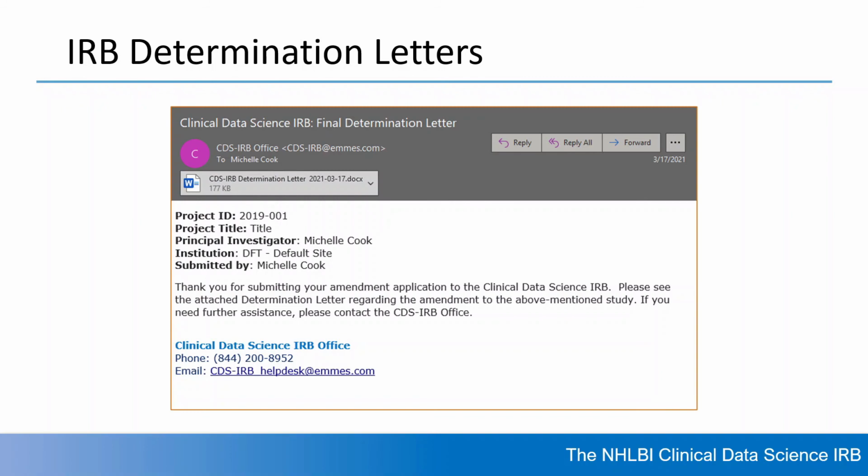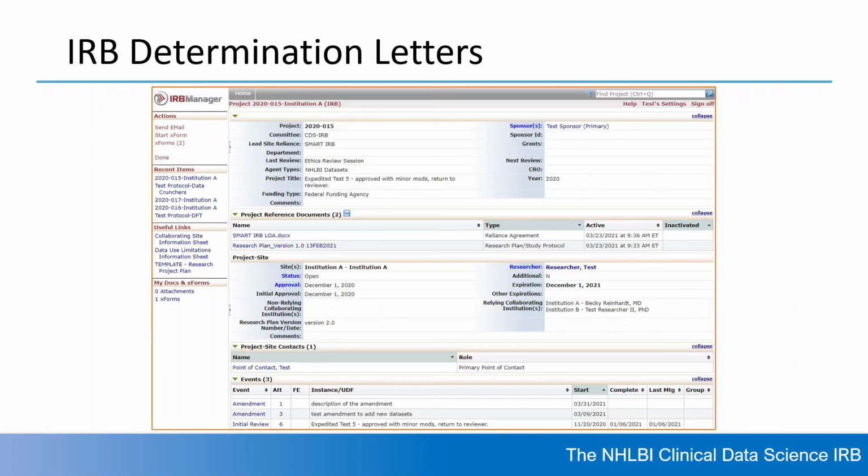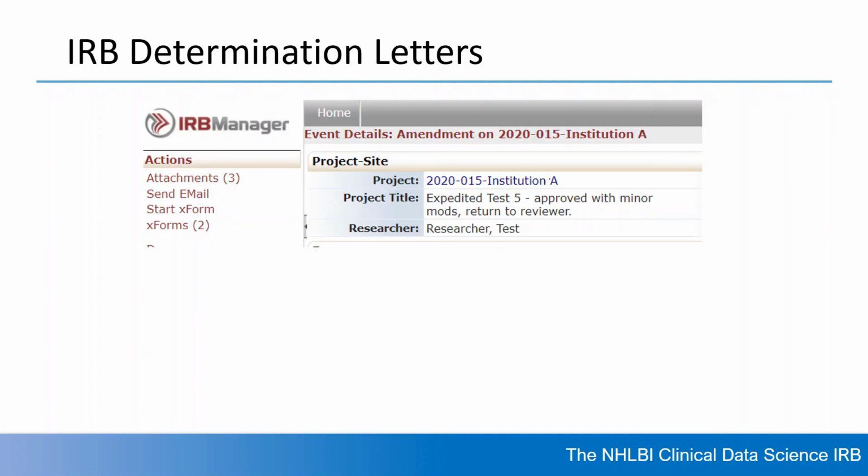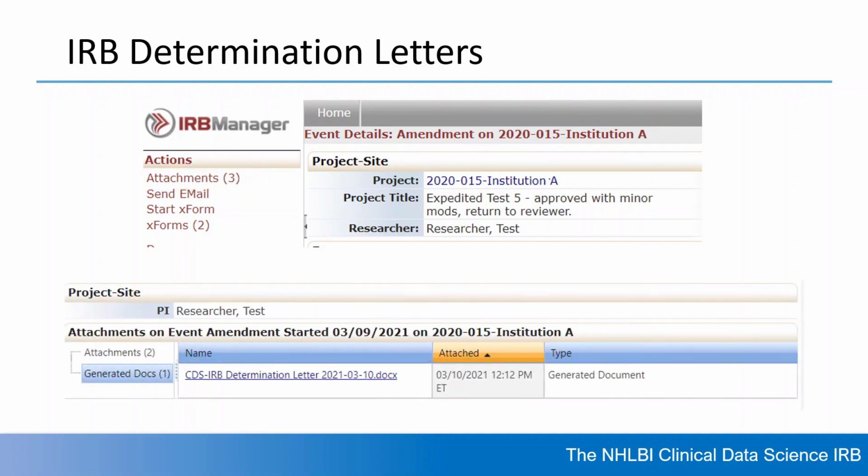IRB determination letters. Once a determination has been made regarding a submission, the PI will receive an email with the IRB determination letter attached. IRB determination letters can also be accessed by navigating to the project page and then clicking on the link to the event details page of a specific event. From the event details page, click on the Attachments link under the Actions menu to open the Attachments page. On the Attachments page, select the Generated Docs tab to open a table of all correspondence generated by IRB Manager. To access a determination letter, click on the link and the document will be downloaded.